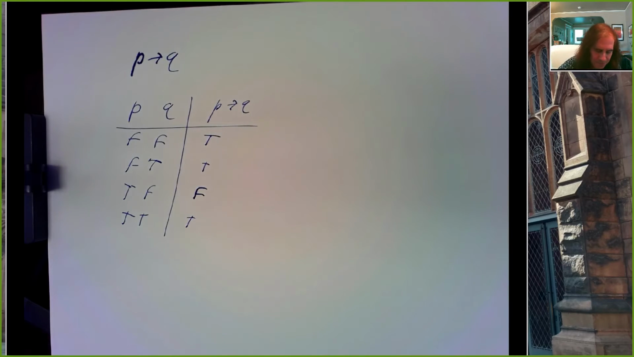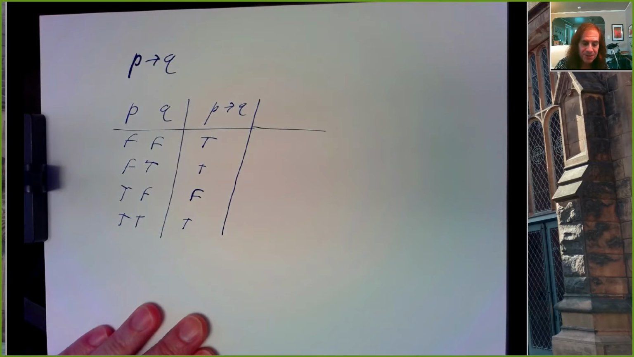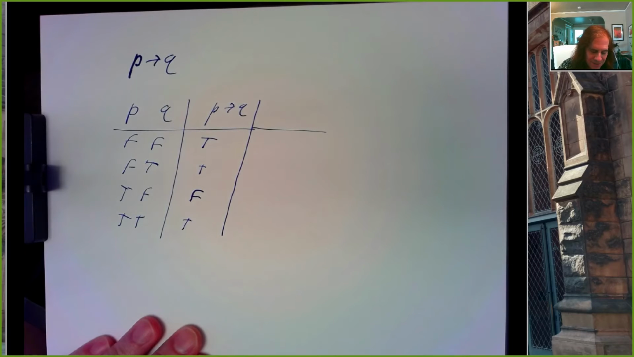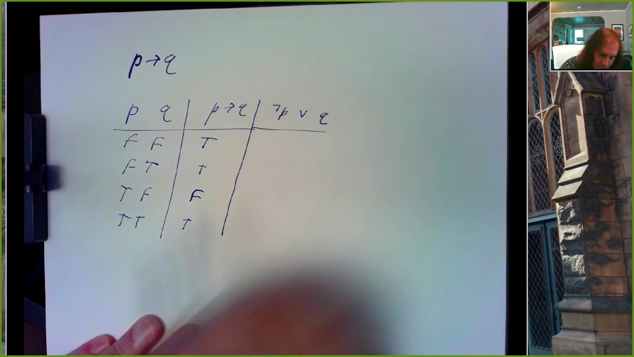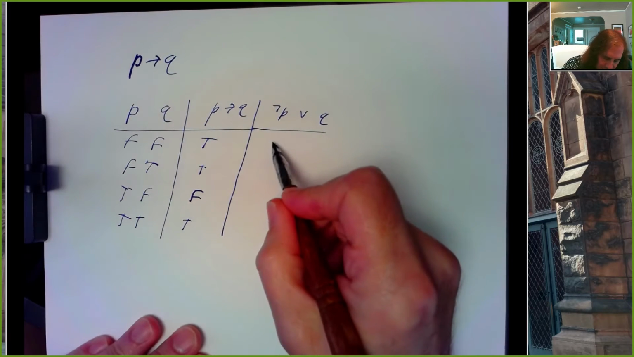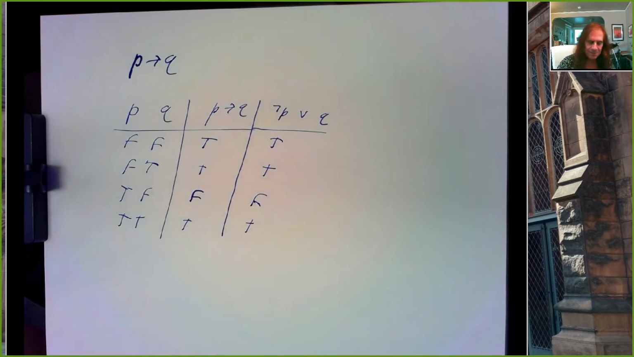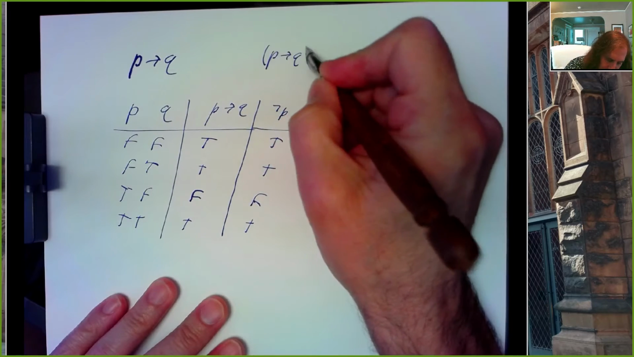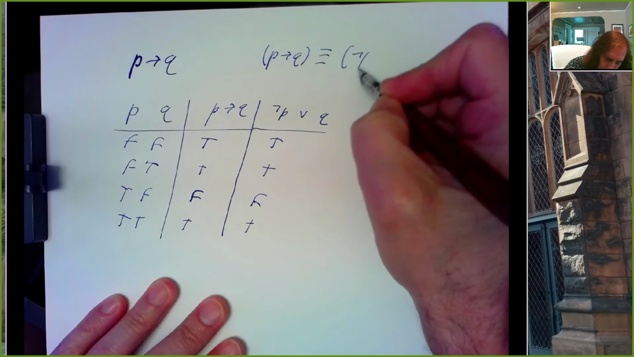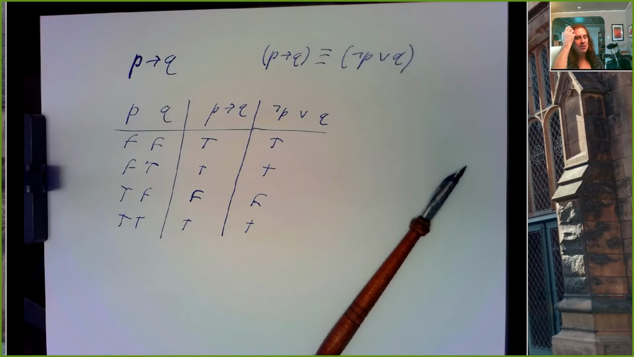So you could do some sum of products for this if you want, and simplify it, and you're going to find out that this turns out to be not P or Q. So if P is false, or if Q is true, and those turn out to be the same truth table. So this is a demonstration of this equivalence, which is one of those things in our 2 pages of laws of logic.